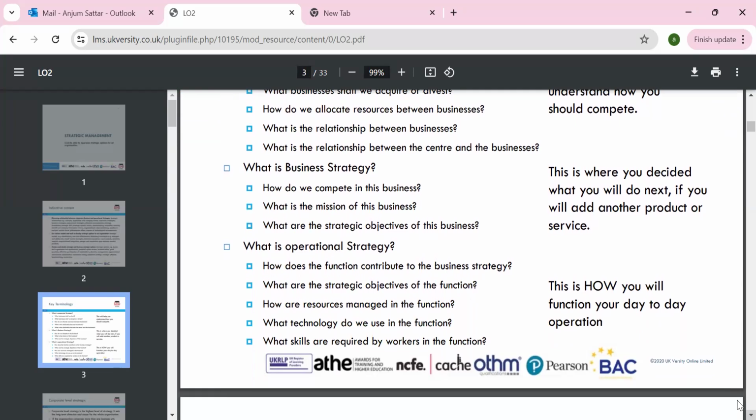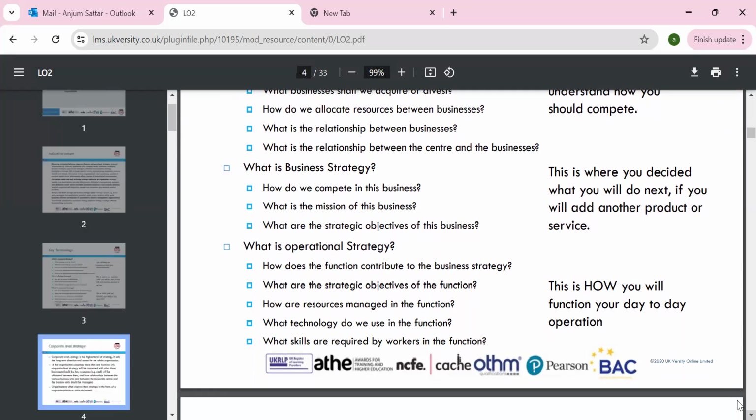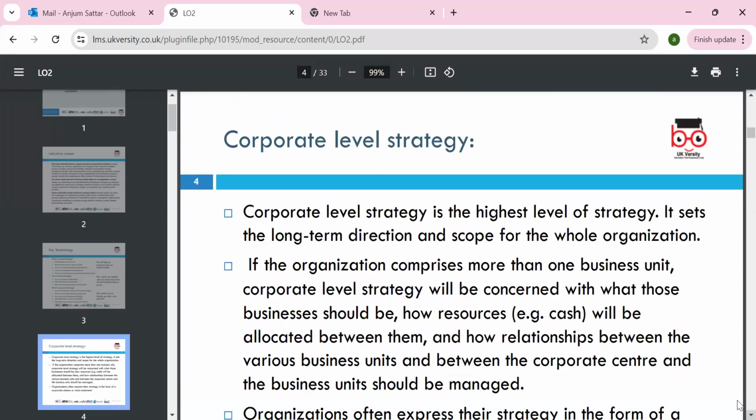At the end of the day, whatever strategy we make, the objective is to achieve the organization's objective, meaning the end result. So objectives need to be SMART. What is the word SMART? Specific, measurable, achievable, realistic, and time-bound. If the objective is appropriate, we can achieve it.